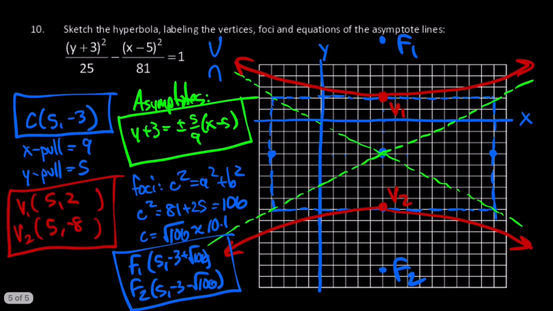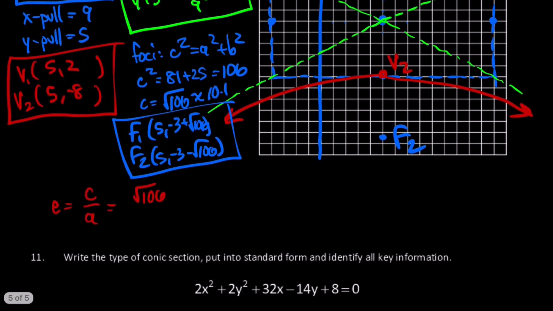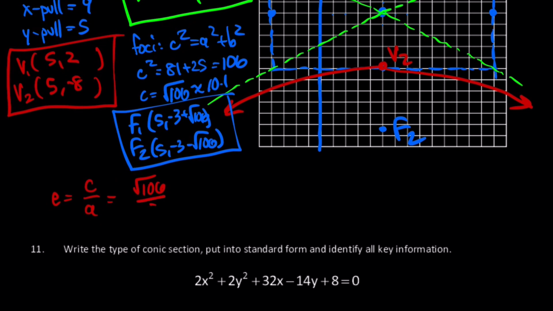A in this case, you have to be careful. Because remember, a is always under the positive one. That's an a squared and that's a b squared. So your a value is going to be 5. That's where it gets a little bit tricky. So this would be over 5. I don't have my calculator handy, so I'll just leave it in a ratio.